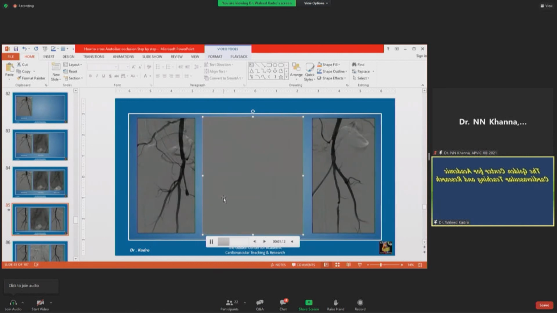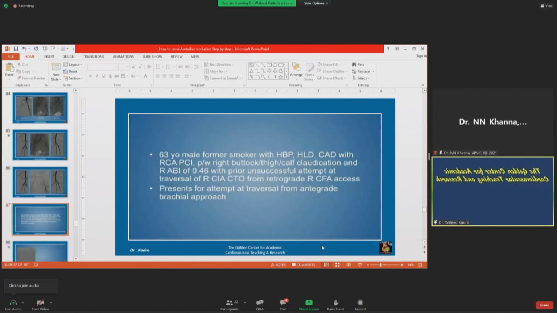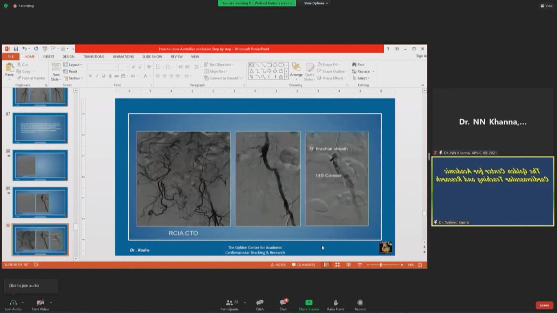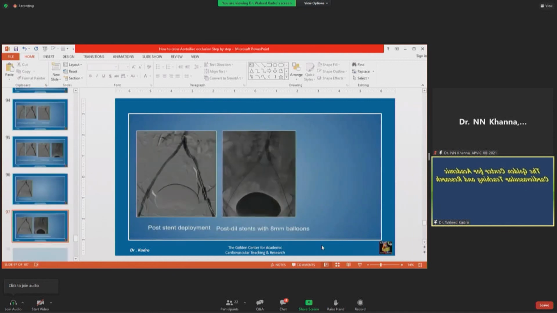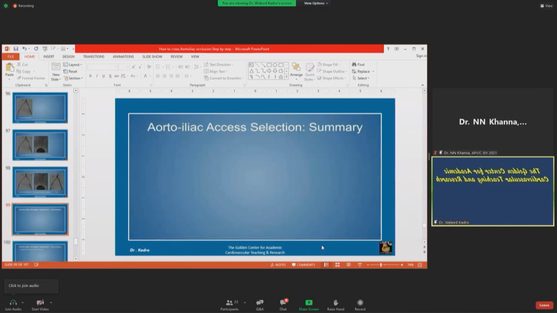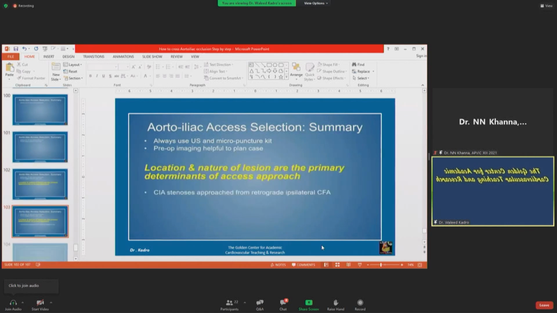So I think I did show you enough cases. I'm going to skip the last case just for the sake of time, and just put the summary again of the steps I mentioned. Always use ultrasound and micropuncture. Pre-op imaging is helpful to plan your case. Location and nature of the lesion are the primary determinants of the access approach.